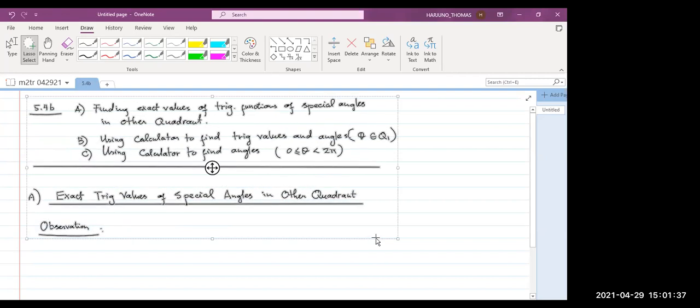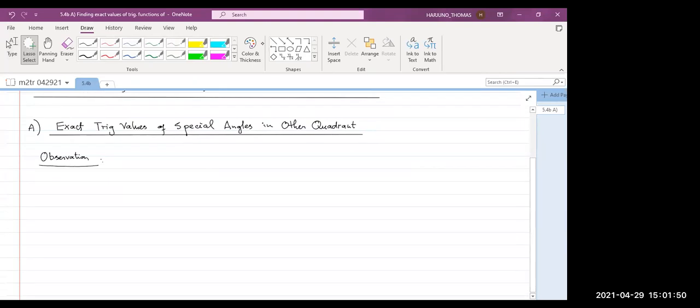Okay, together we will go over 5.4 again, the later part after understanding the reference angle. Let's see how we will use them. Let's start with a certain observation.